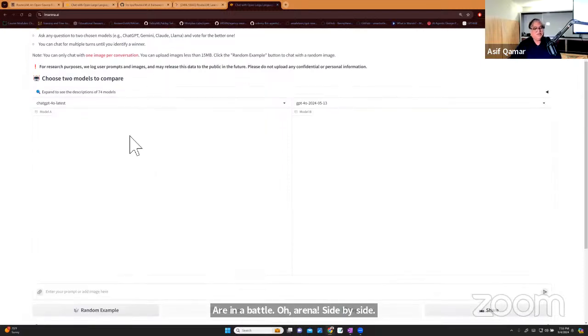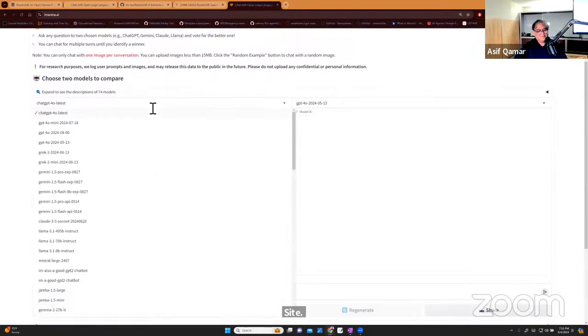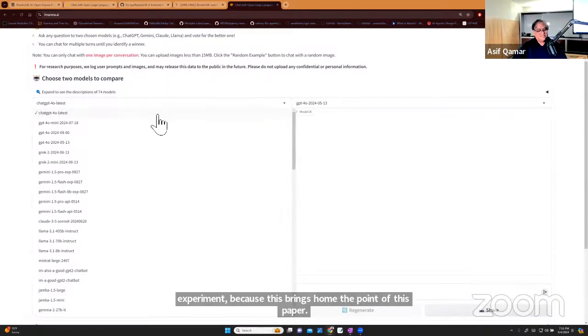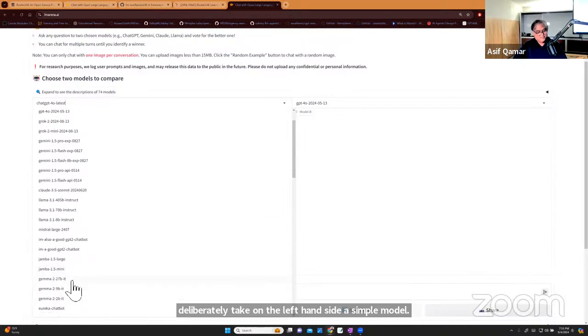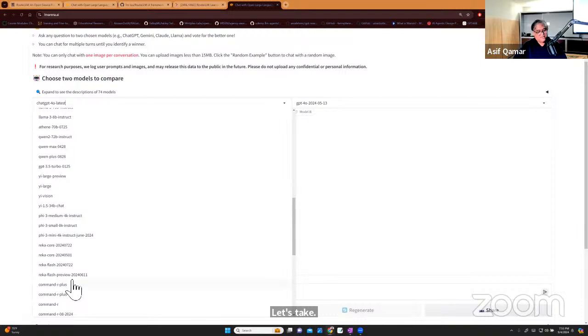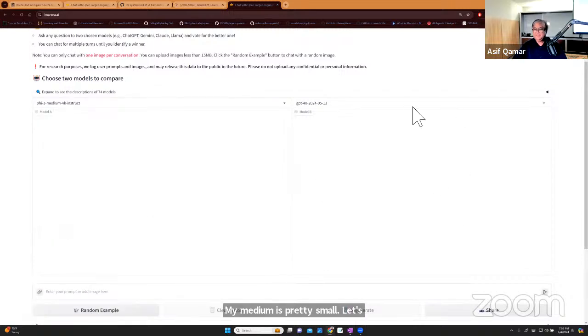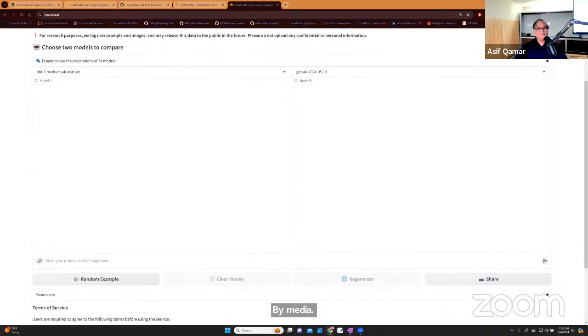So let's do this experiment because this brings home the point of this paper. We'll deliberately take on the left-hand side a simple model. Let's take Gemma or Phi. What is the latest Phi? Phi is here. Phi small, Phi medium. Phi medium is a pretty small model. Let's take that. Phi medium. And here, let's take GPT-4. Right? Now, this is David and Goliath, isn't it? This is your David and Goliath battle. Let's ask the same question.